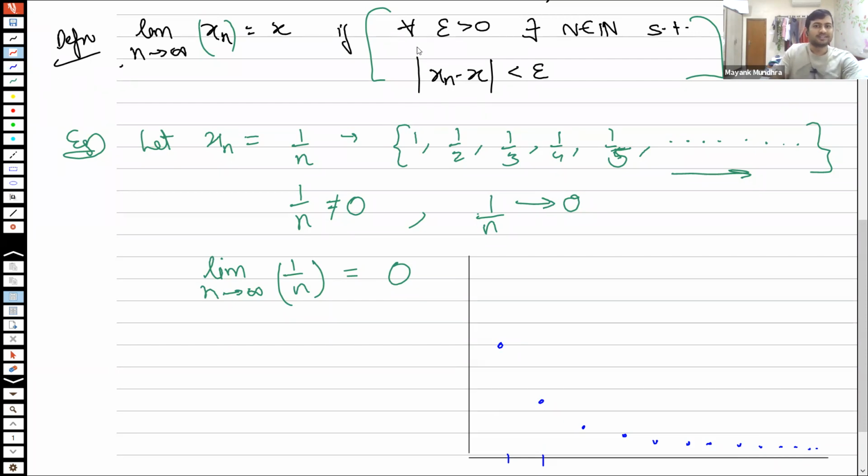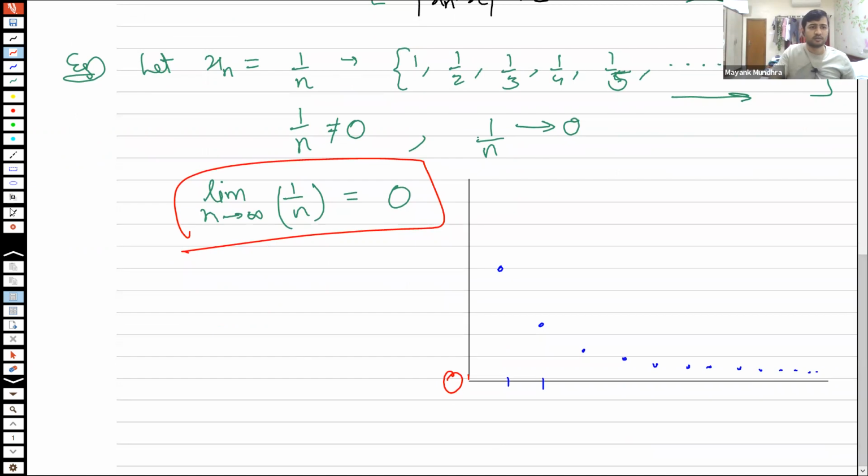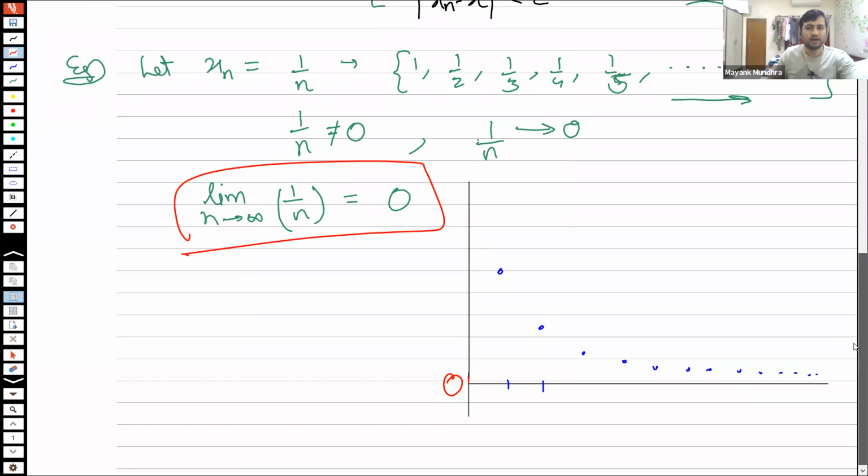So now I want to test this definition. This definition says that for every epsilon greater than 0, mod xn minus x should be less than epsilon. So I'm assuming I have this intuition that the limit should be 0. So I'll start focusing on 0, and I'll construct an epsilon band around 0. Let me also extend this a little bit below. Now I'll construct some epsilon band, which is basically my degree of aroundness.